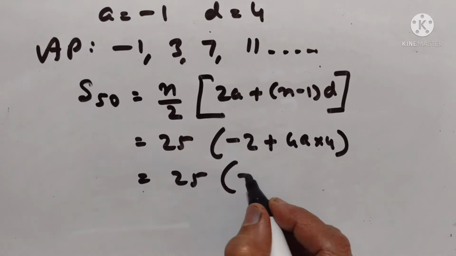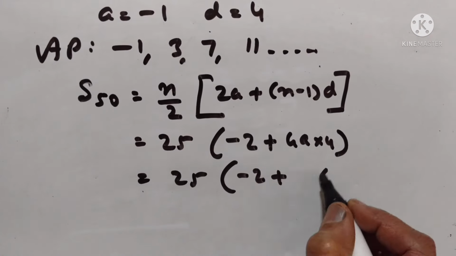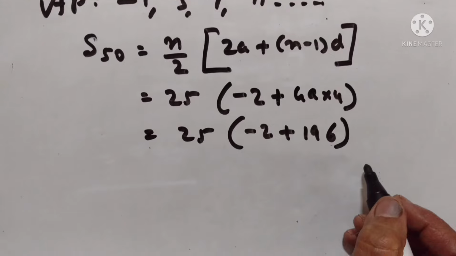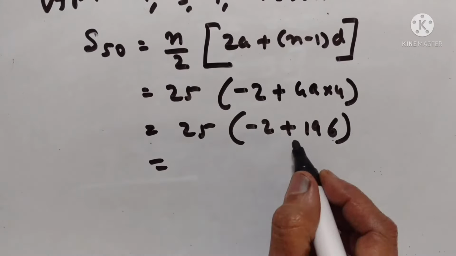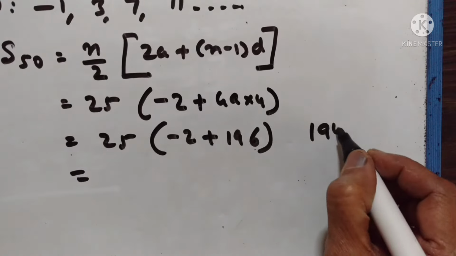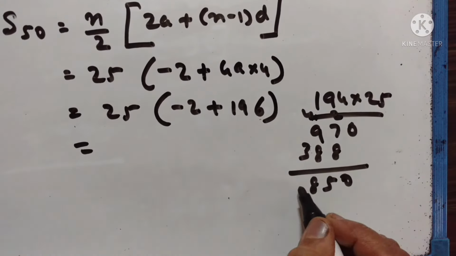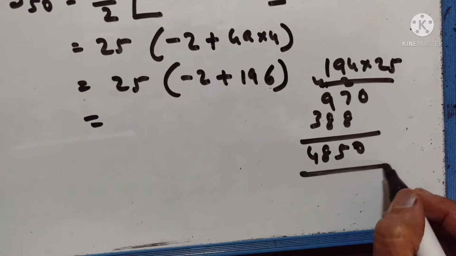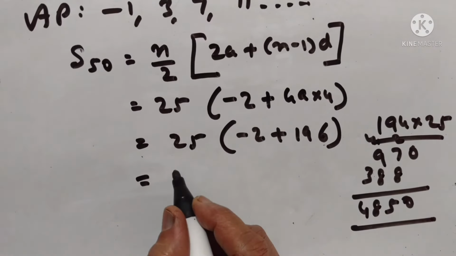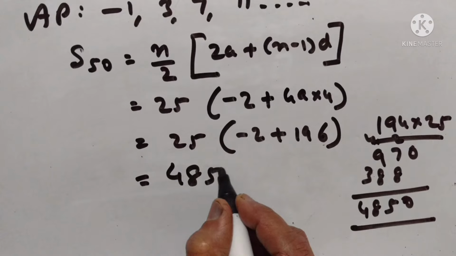25 into minus 2 plus 196. 196 minus 2 is equal to 194. 194 into 25 is 4850. Sum of first 50 terms is equal to 4850.